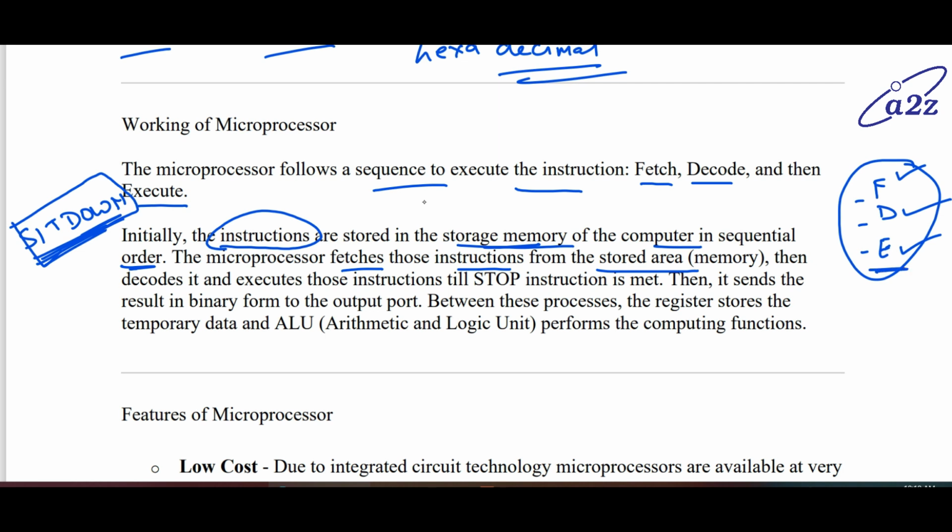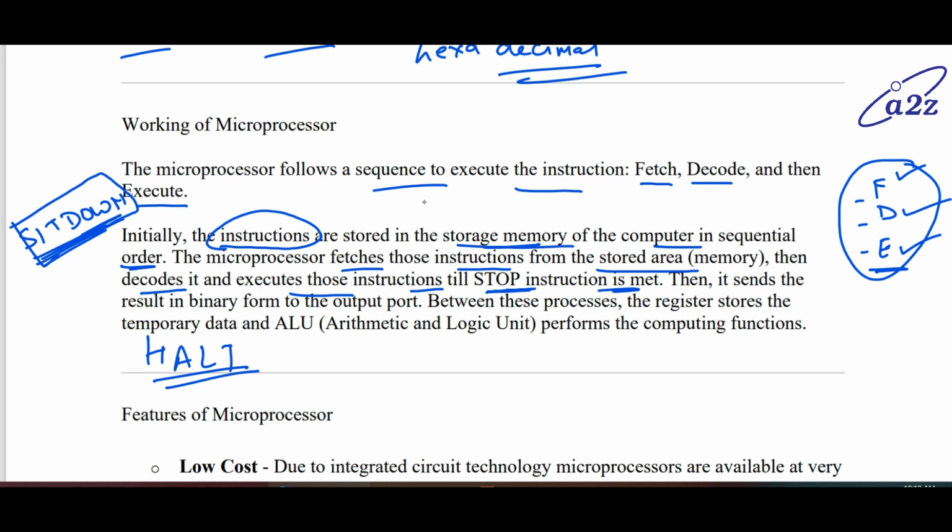Okay. Now read this once. The microprocessor fetches those instructions from the stored area, then decodes and executes those instructions till a stop instruction is met. Stop, or we can say halt. Stop or halt. These are the instructions which terminate the program.